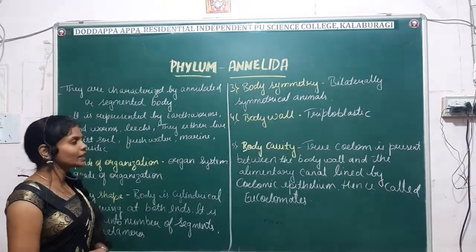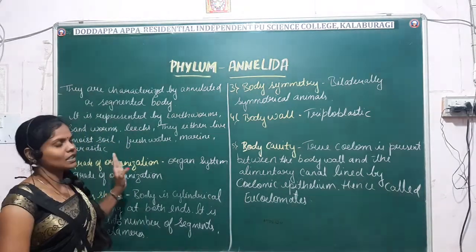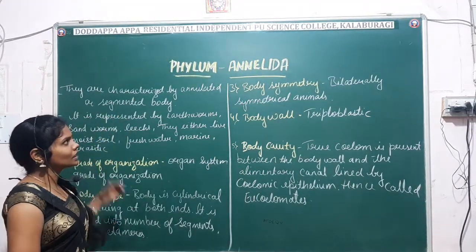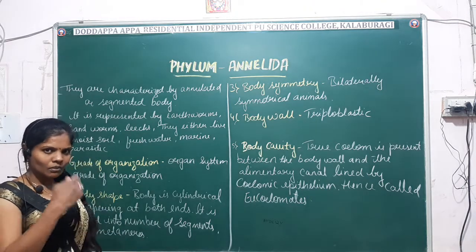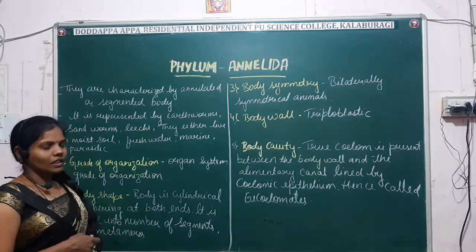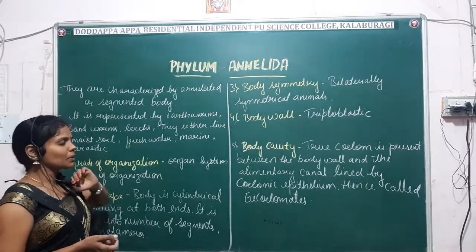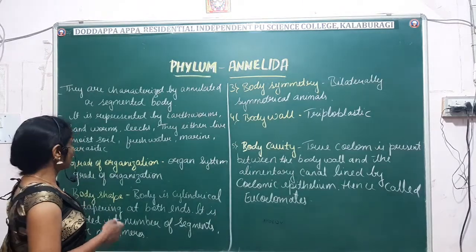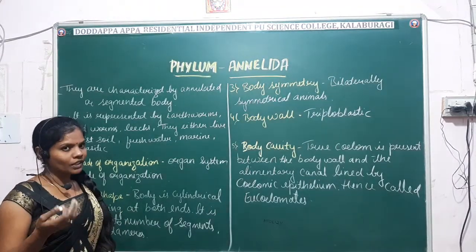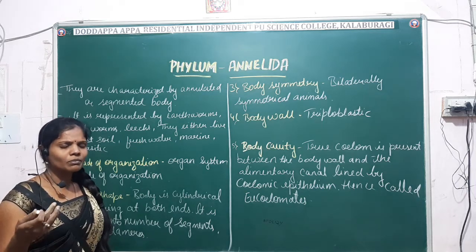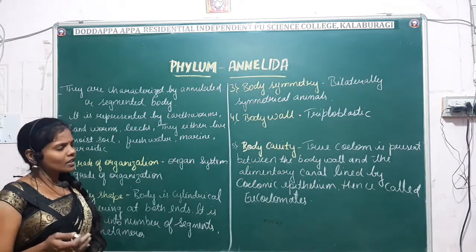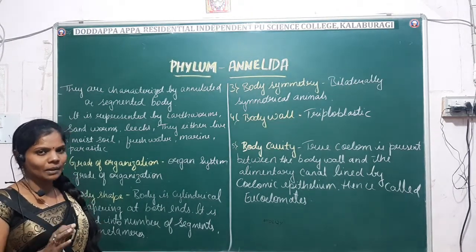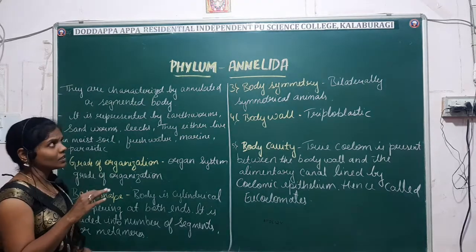Generally Annelida are characterized by an annulated or segmented body. You can see that segments are present on the body. It is represented by the earthworm. Some examples you have to remember: earthworm, sandworm, leech. They either live in moist soil, freshwater, or marine water, and the majority are free living. Some are seen as parasites, and leech is a common example. Okay. So this is just an outline of the Annelida.